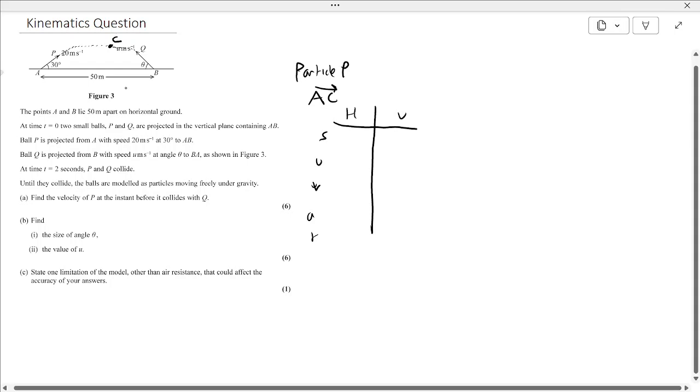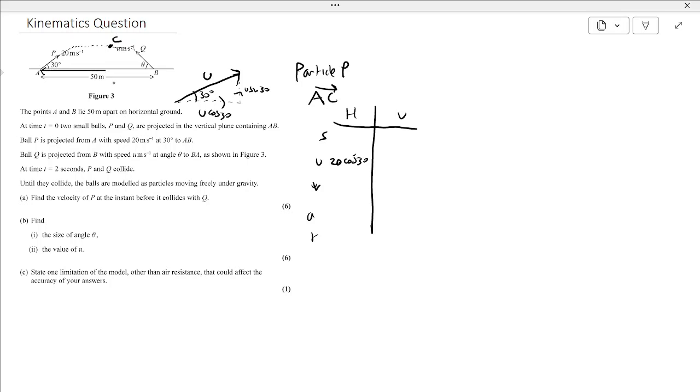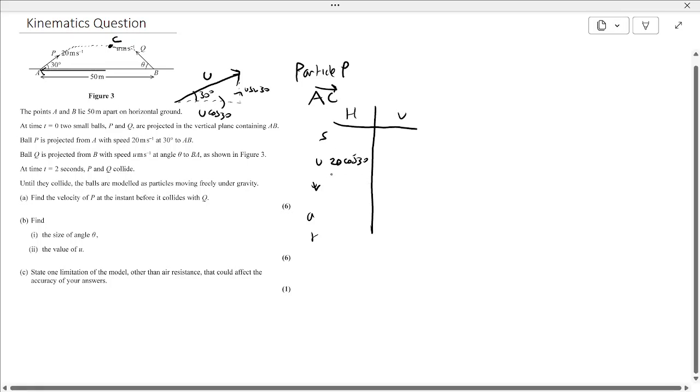So U is going to be, as we usually do it, the speed is 20, but the velocity has a vertical and horizontal component, which we can split up like this. So it's going to be U cos 30 and U sin 30. So I'll just put that in there. U was actually 20, wasn't it? So I can put U equals 20 cos 30 here. I skipped S because I don't know how far it is. S would be the horizontal displacement from A to C, right? This number here, I don't know that. That's why I skipped. Okay, V.